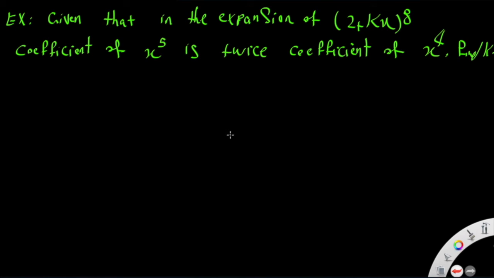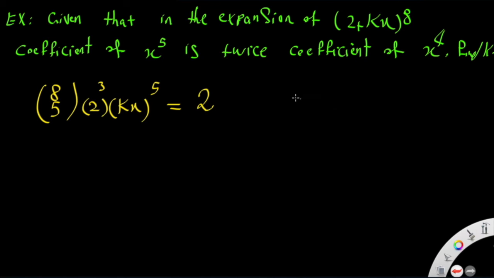Now, again, there is no need to completely expand this binomial because it's just talking about x to the power of 5 and x to the power of 4. So the term including x to the power of 5 will be 2 to the power of 3, kx to the power of 5, since the powers add up to 8, so combination of 8 and 5. It says it's twice. Now the coefficient of x to the power of 4 will be 2 to the power of 4, kx to the power of 4, so combination of 8 and 4.